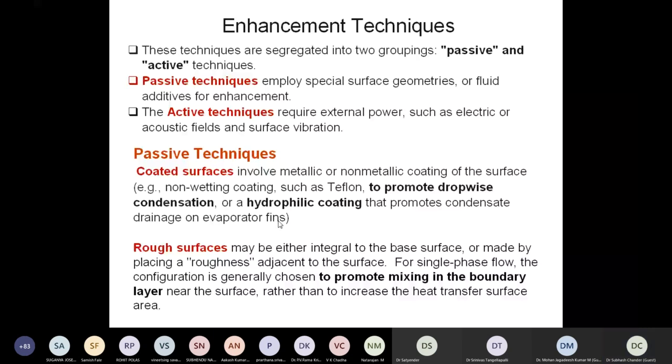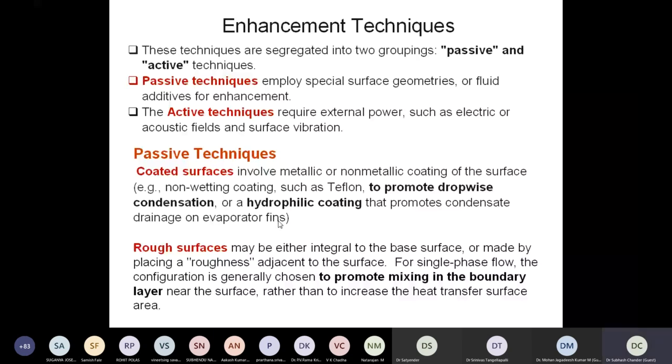There is another contemporary technique, which we call the active technique, right? They require external power, such as electric or acoustic fields or surface vibrations. So it means regular input is required for enhancing the heat transfer, right? Under passive techniques, we use different types of methods for enhancing heat transfer.